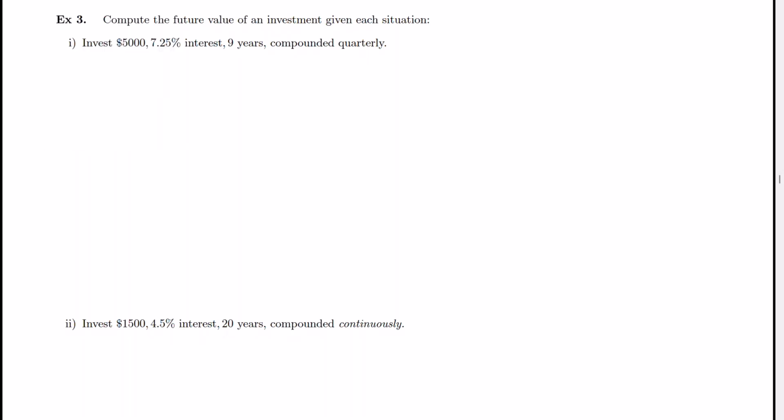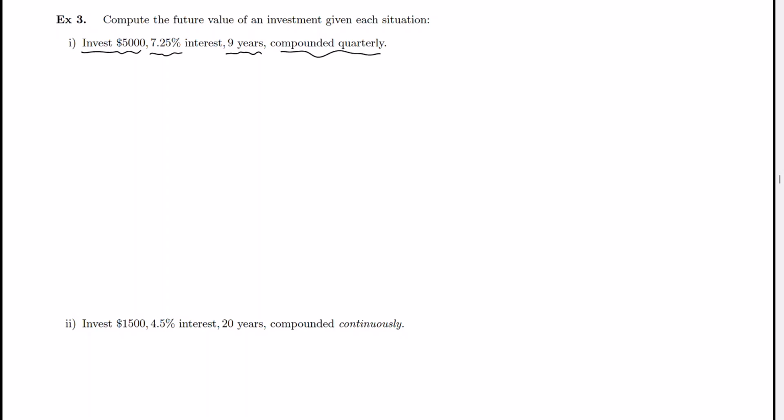So in example 3, we're basically repeating pretty much what we did on the previous page. We have two scenarios, and we're going to compound one of them quarterly and the other one continuously. So this is just a summary of what just happened so far. It says, compute the future value of the investment given each situation. So the future value means that we want to compute the A amount. And we're investing for the first time $5,000 at the interest rate of 7.25. It's being invested for 9 years, and it's being compounded quarterly.